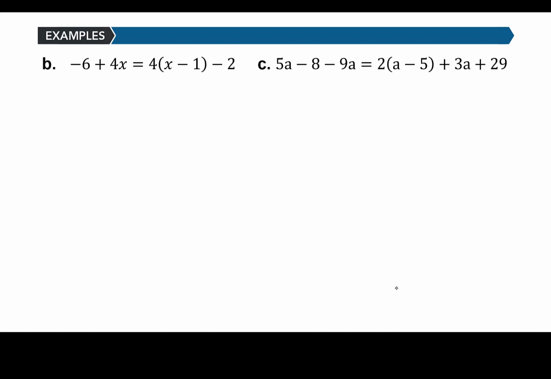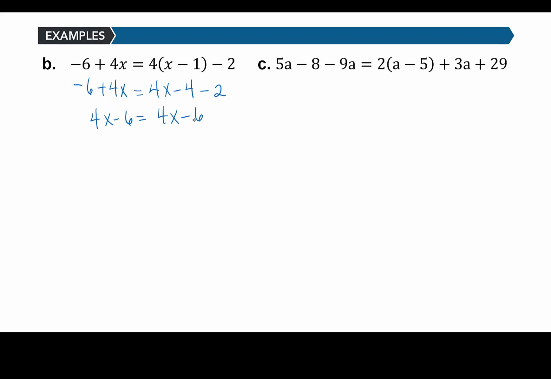Example C is negative 6 plus 4x equals 4 times the quantity (x minus 1) minus 2. Distributing on the right, we'll have negative 6 plus 4x equals 4x minus 4, then minus 2. The left side is negative 6 plus 4x, or 4x minus 6, equals 4x minus 4 minus 2, which is minus 6.